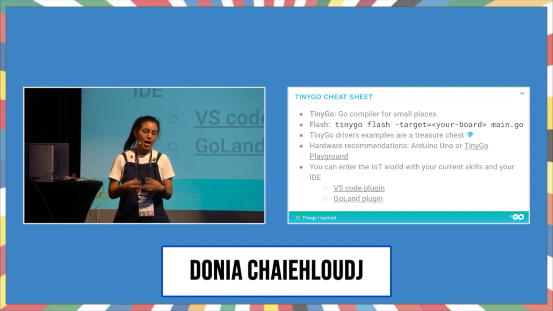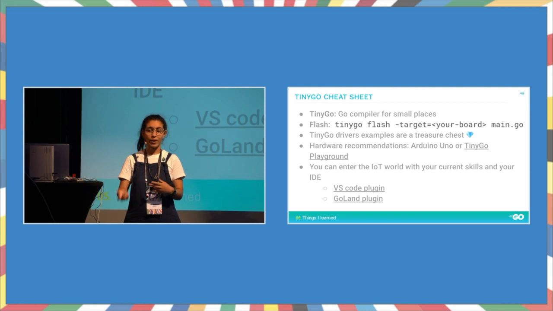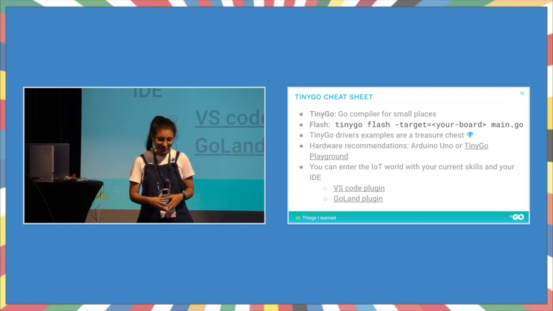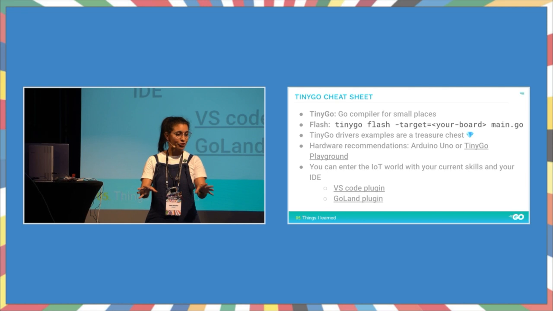I do not have any strong hardware recommendations. I know that the Arduino Uno is a very basic one. There is also the TinyGo Playground that simulates boards, so you can try it. It's built with TinyGo and WebAssembly, which is pretty fun. And now, as a Gopher, you can enter the IoT world very easily with your current skills, and probably your IDE also, because if you have VS Code or GoLand, there is a plugin for it.